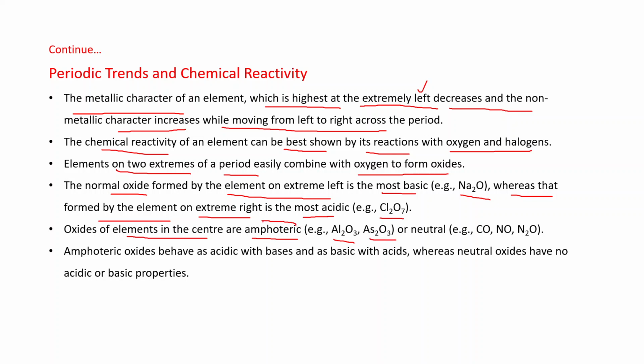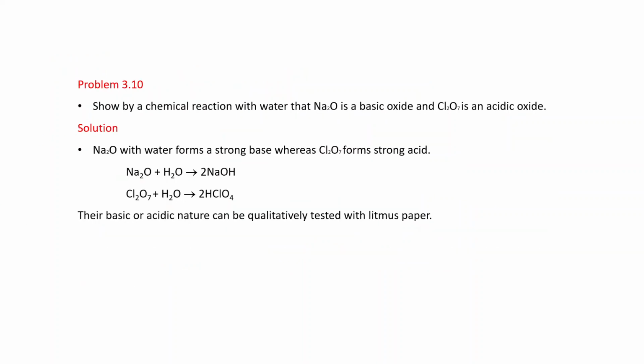I think you are familiar with this term amphoteric. It shows the properties of acid as well as base. Or neutral, for example, CO, NO, and N2O. Amphoteric oxides behave as acidic with bases and as basic with acids, whereas neutral oxides have no acidic or basic properties. Now, this is one question.